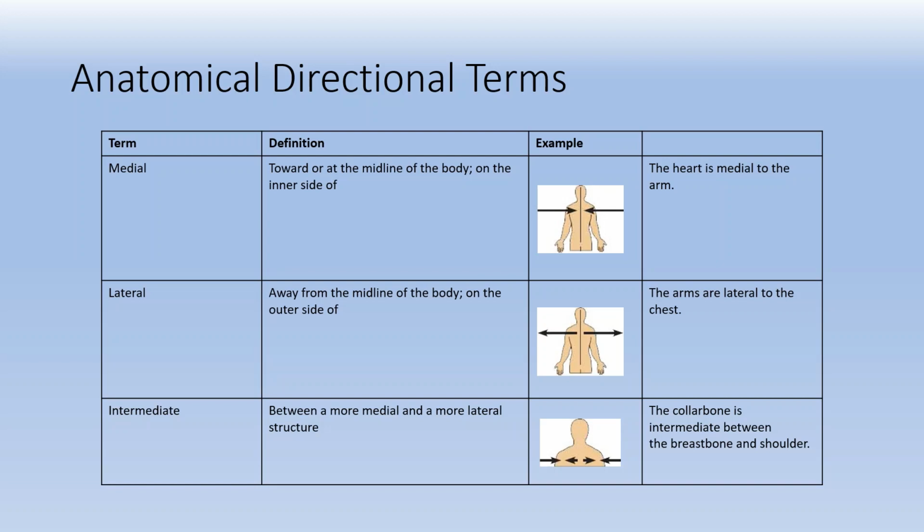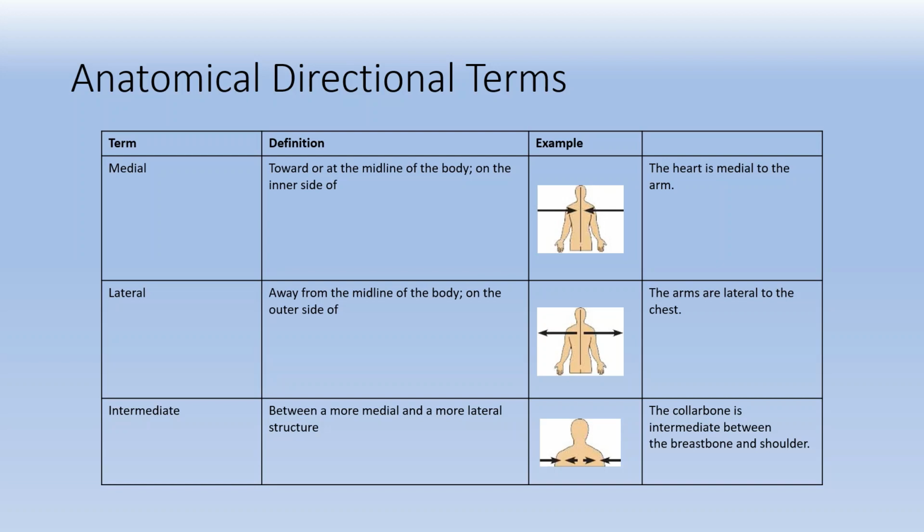Next, we have medial. Medial means towards the midline of the body. Think of the midline as a line through your nose, your mouth, your neck, through your belly button, and down to the floor, the midline of the body. In anatomical position, the heart is medial to the upper limbs. You could also say that the pinky is medial to the thumb. In anatomical position, the pinky is closer to the midline of the body than the thumb is.